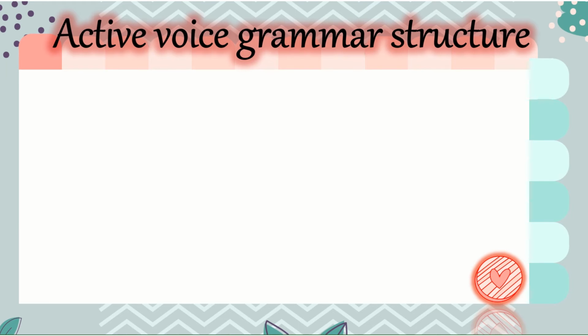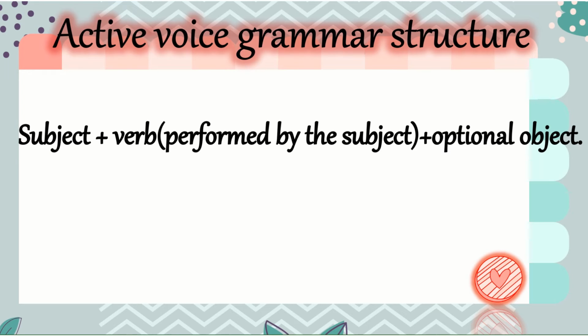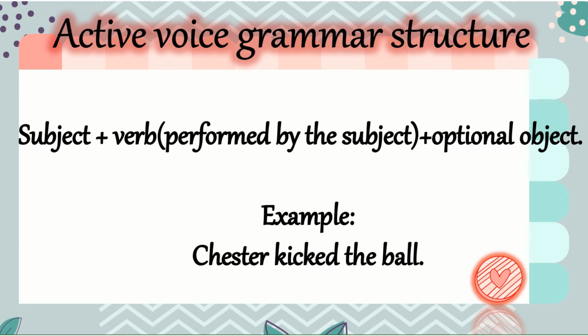Also, active voice grammar structure. While tense is all about time reference, voice describes whether the grammatical subject of a clause performs or receives the action of the verb. For example, here you have the grammar structure: subject plus the verb performed by the subject, and also an optional object. For example, Chester kicked the ball. So, if you notice here, you have the subject, the verb in past, and also the object, the ball.